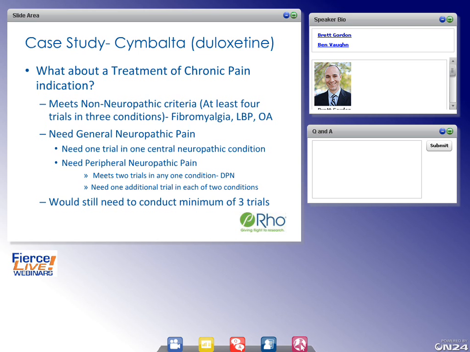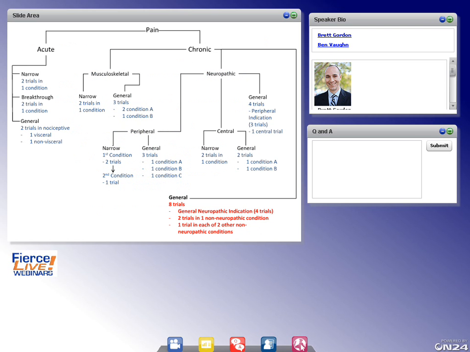So this diagram, in some ways I wish I had put a little bit earlier in the presentation, because it may have helped illustrate this when we were going through what trials you need to do for what. I admit this may not be 100% perfect, but I'm a more visual learner, so when I was going through the guidance document, it helped me greatly to map this out on paper. But again, you can use this as a tool to see what trials are needed for everything from acute pain to chronic pain, and then the various sub-indications for chronic pain.